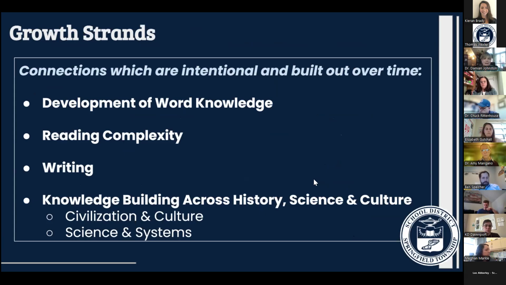And ultimately, one of the reasons that we loved this program and what it's done for our students is really that we see those connections and that each year there's this recursive opportunity to learn more and strengthen as we move forward, right? So whether that's around word knowledge or reading complexity or writing, or that idea of knowledge building, what students bring to the learning experience tightens and strengthens over time.